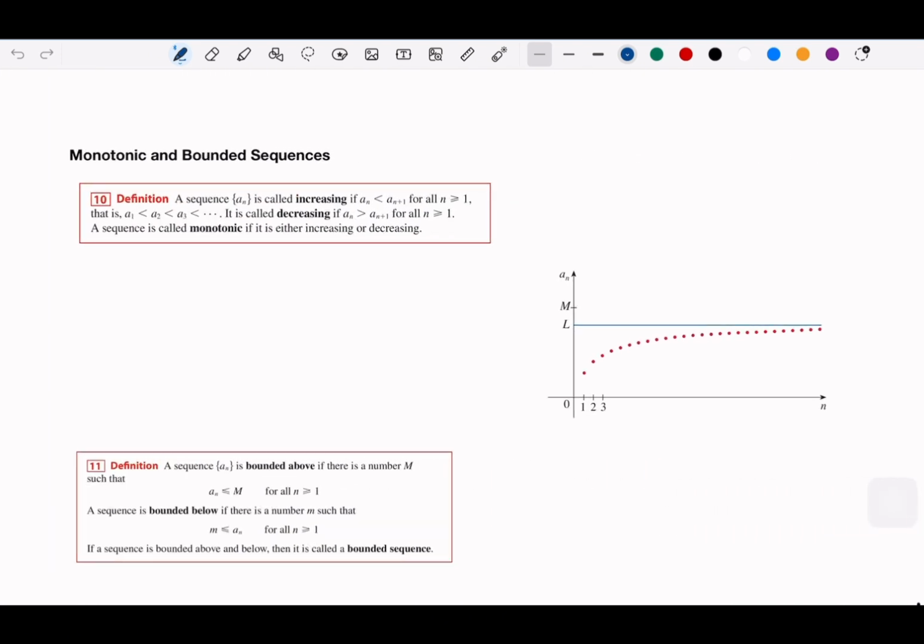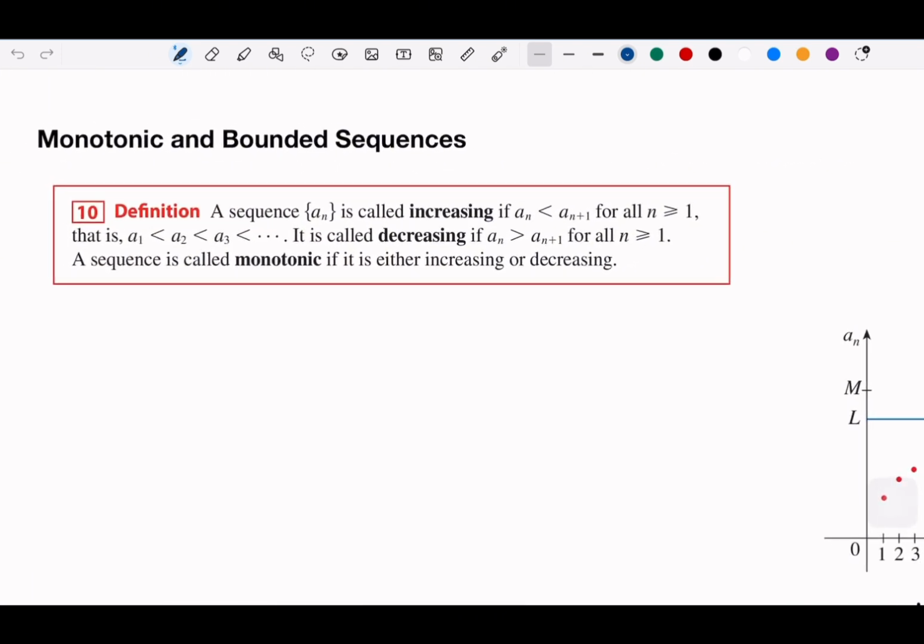So the next topic is about the monotonic and bounded sequences.